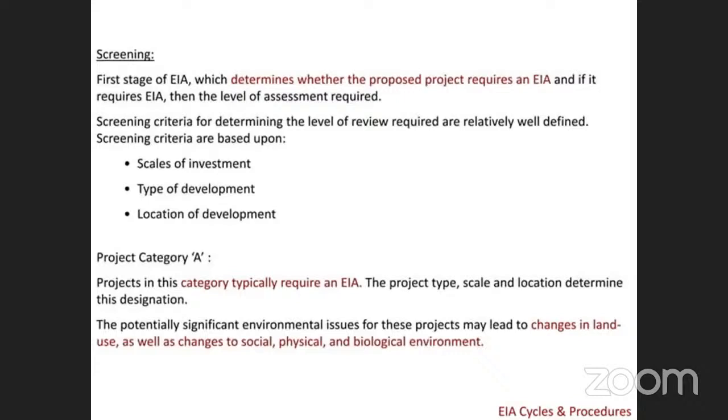There are three categories of projects. Project category A requires an EIA because of potentially significant environmental issues. These projects lead to change in the land use, biological environment, social environment, and physical environment. The developmental activity adversely affects the environment. So this category of projects requires an EIA.